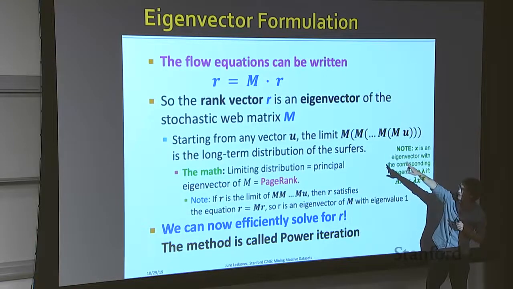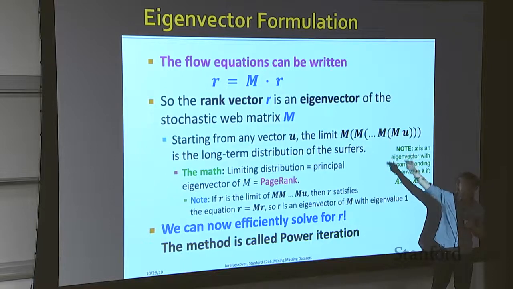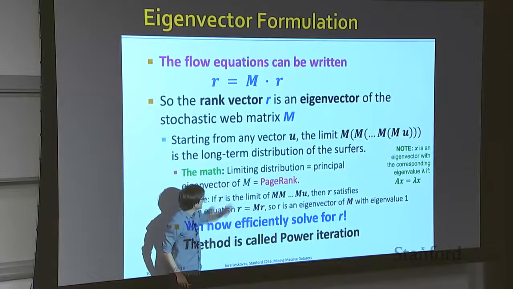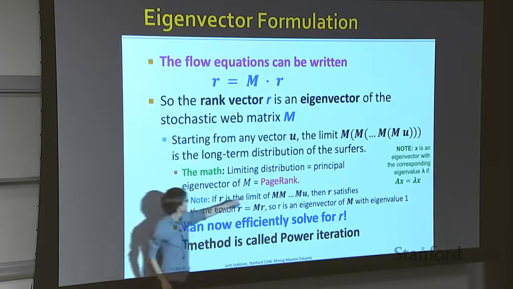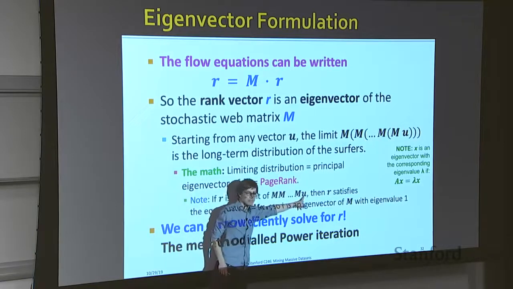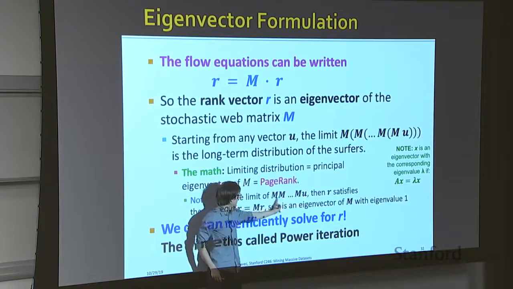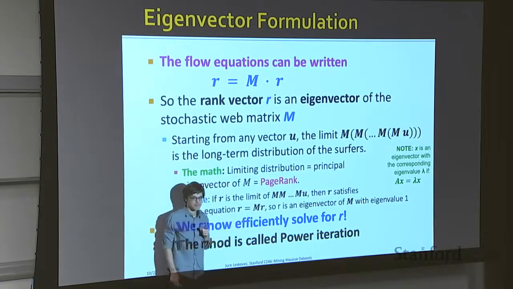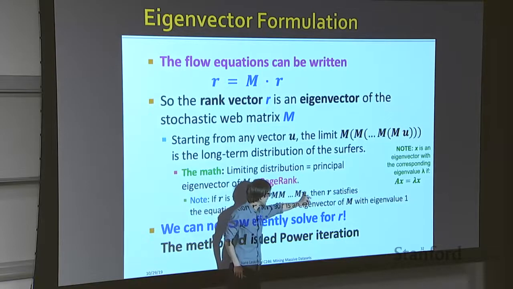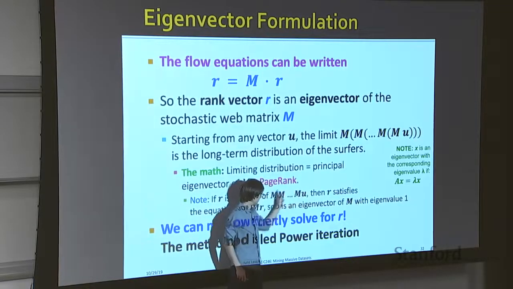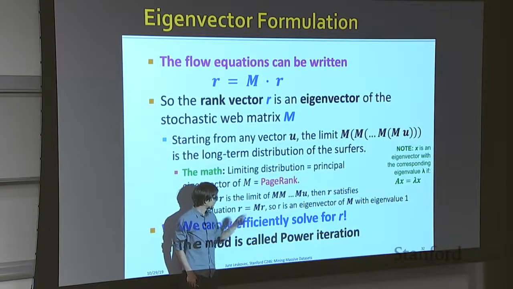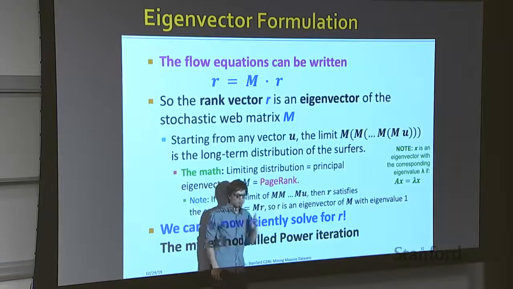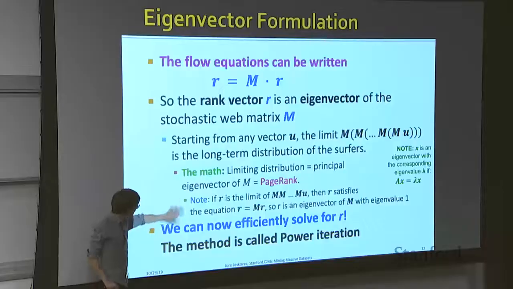If I take r equals M times r and unroll that for loop, this is what I get. So this vector r, its limiting distribution, is the principal eigenvector of matrix M, which is this PageRank, right? So r is the limit of taking some vector u and multiplying it with M long enough, and I will end up with some stationary vector r. If I somehow initialized r here, then this is an r, that is an r, that is an r, right? But even if I start with something different than r and keep multiplying, I will end up with r. So now this means that we can efficiently solve for r.